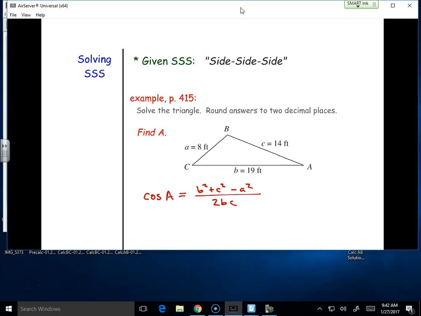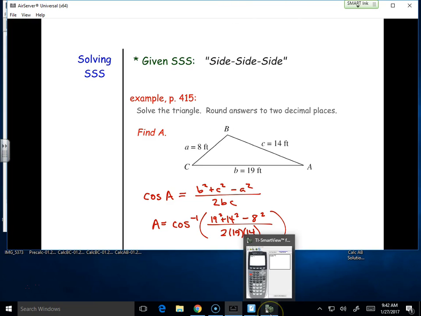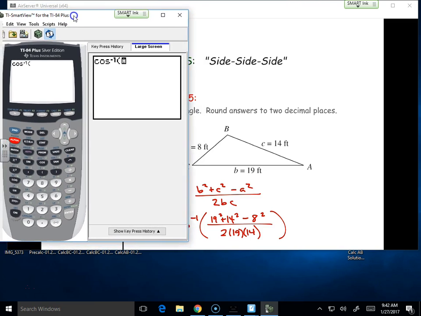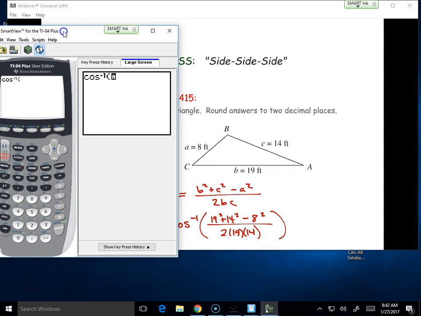So plugging into that, A is equal to cosine inverse of the whole other side. B is 19 squared plus 14 squared minus A, which is 8 squared, all over 2 times 19 times 14. Now remember, we're trying to use our calculators efficiently, not doing tons of separate steps, writing it down a million times, getting a nasty decimal and then taking cosine inverse. Your calculator is amazing if you use it well and use it right, okay? So I'm trying to do cosine inverse of all this.